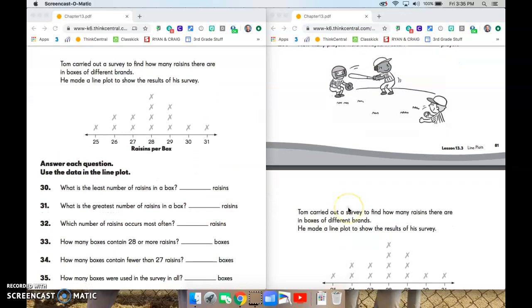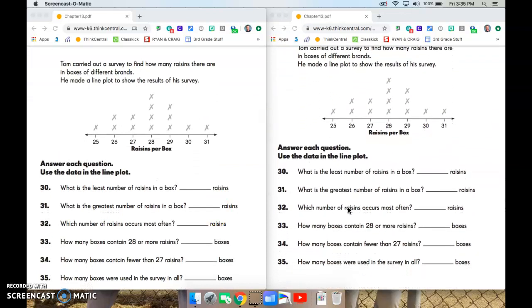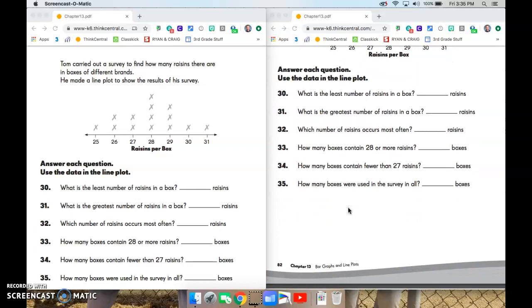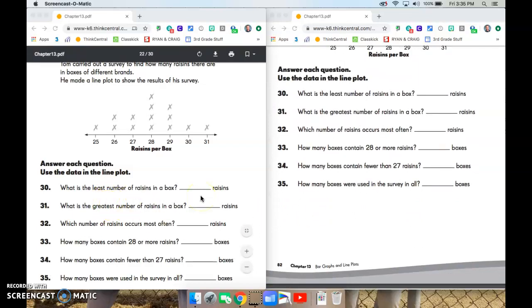All right, Tom carried out a survey to find out how many raisins there are in boxes of different brands. He made a line plot to show the result of his survey. What is the least number of raisins in a box? I see over here the lowest number is 25. What is the greatest number of raisins in a box? 31. Which number of raisins occurs most often?